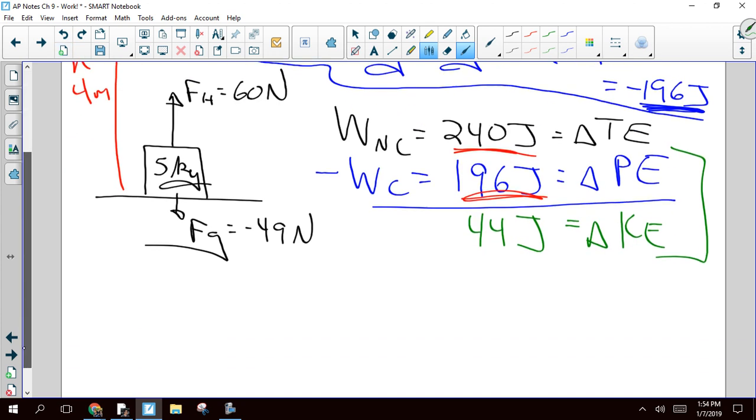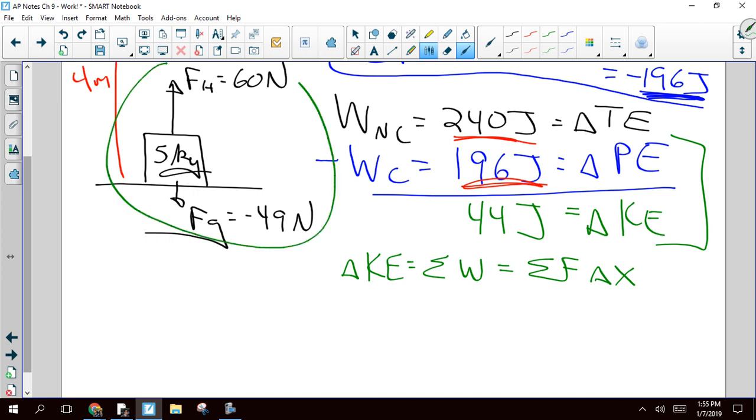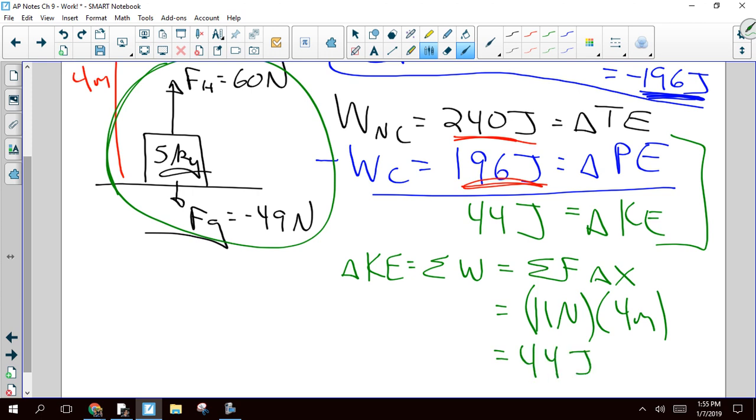All right, well, so let's see what just happened there. So we just found our change in kinetic energy. Oh, well, remember, change in kinetic energy is our net work, right? Oh, well, that's the same as net force times displacement, right? So what's my net force here? Well, I got 60 newtons up and 49 newtons down, so my net force is 11 newtons times 4 meters. Aha, 44 joules. So everything works out.